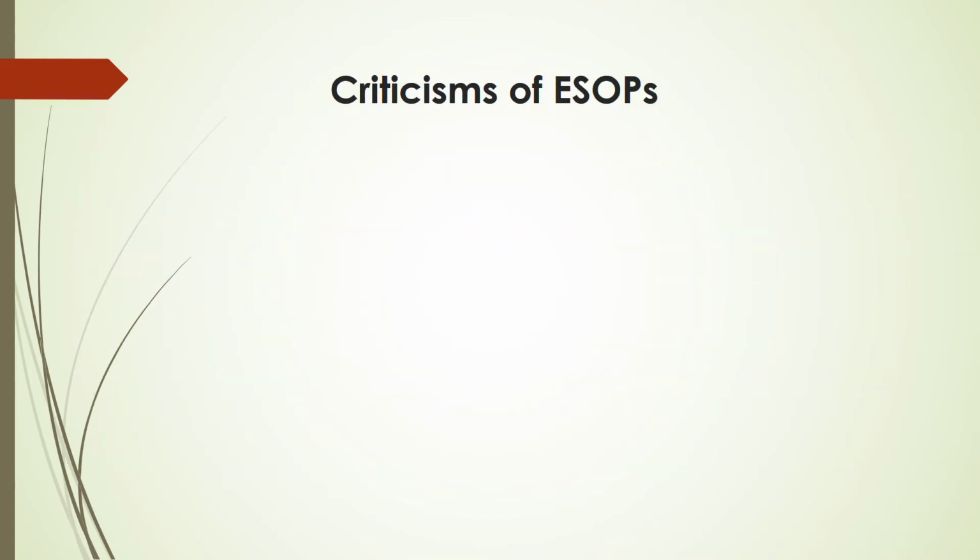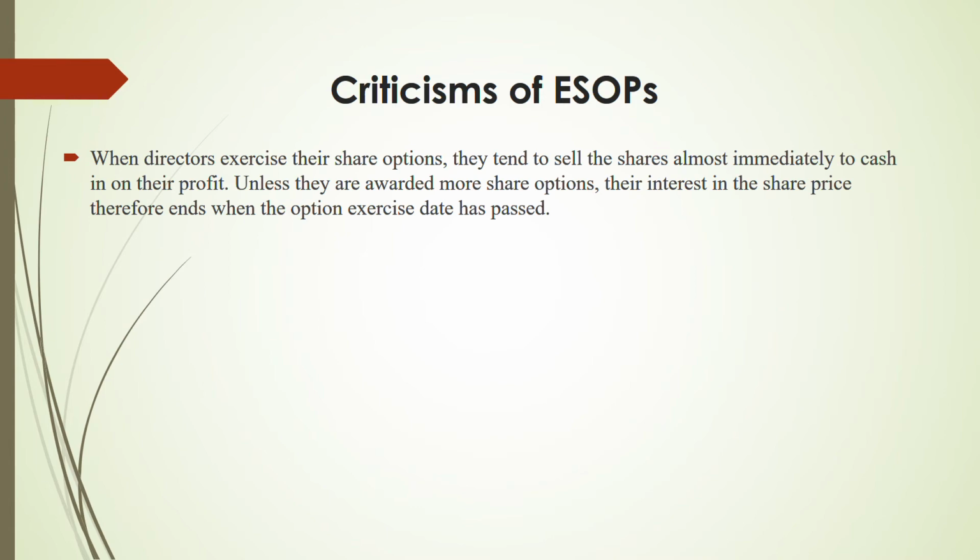Now there are some criticisms of this model, the share options. You have to know these criticisms, because sometimes they might ask you to suggest an efficient remuneration scheme for a question. At that time you have to see the pros and the cons and decide which one is the best. So the number one criticism is when directors exercise their share options, they tend to sell the shares immediately to cash in on their profit. When they exercise the share option, they get the shares in their hand. So once they get the shares, they sell the shares. Why? Because when they sell the shares, they get the cash.